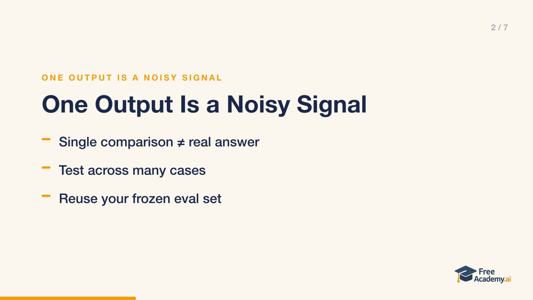This is exactly why the eval set from earlier in this course exists. A/B testing two prompts is simply running both of them against that same frozen set of test cases and comparing how they score in aggregate.